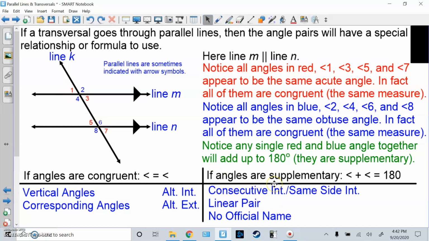And then no official name. So let's look at 2 and 7. That's the consecutive exterior. We have obtuse, acute. They make 180. Also 3 and 8. 3 and 8 has no official name because this is outside, this is inside, opposite sides, but nothing. So obtuse, acute make 180. So make sure you know these formulas. Make sure you know which one has each formula.